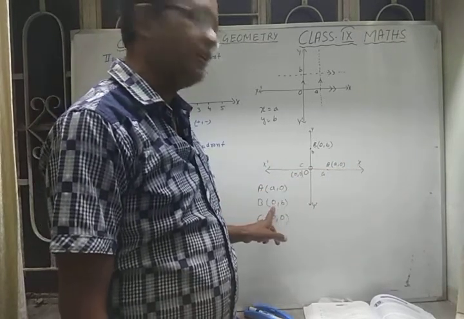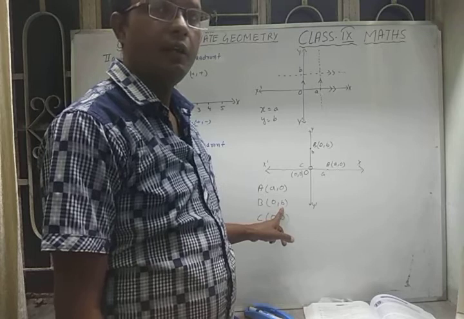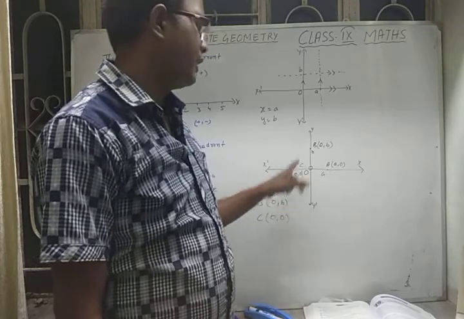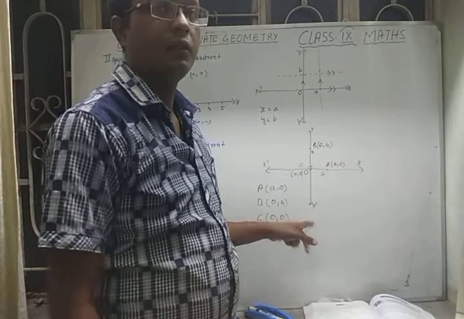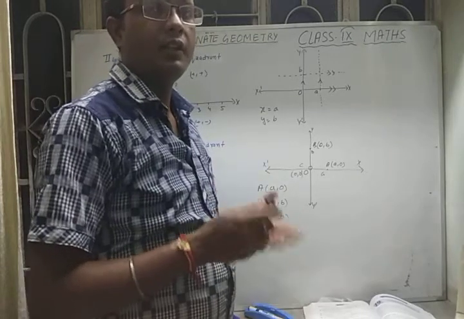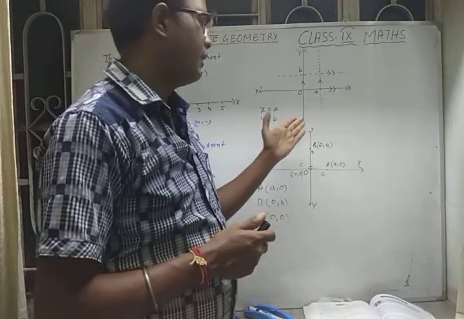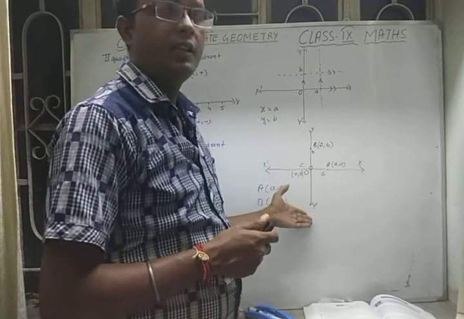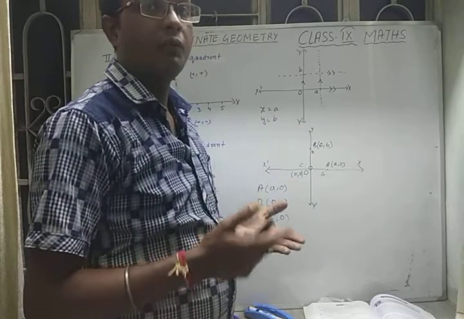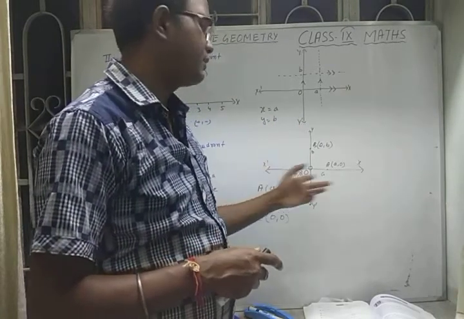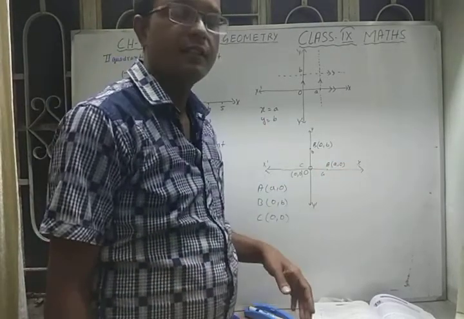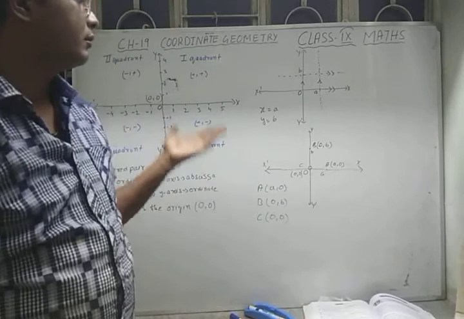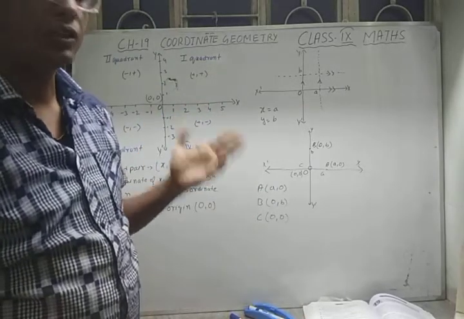Similarly, if x is 0 and y has a value, in that case the point will always lie on the y-axis. So always remember, when the coordinate of x is 0, the point will lie on the y-axis, while if the coordinate of y is 0, the point will always lie on the x-axis. So these are the basic things regarding coordinate geometry.